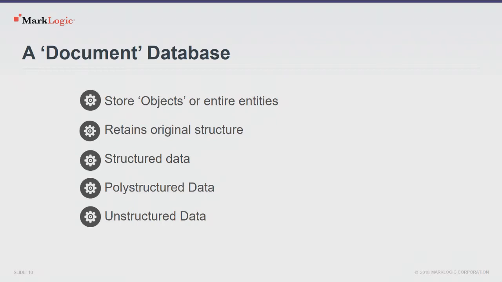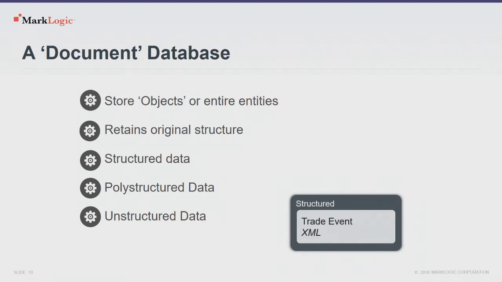We store objects, we store documents. That's not Excel, although we can store Excel or Word. We store entities, discrete and distinct objects of information as they exist in the natural world. If you fill in a form and you digitize that, that's a document. That's how we store it in the database. We retain the original structure of the data, we ingest it as is, and we can support lots and lots of different types of data.